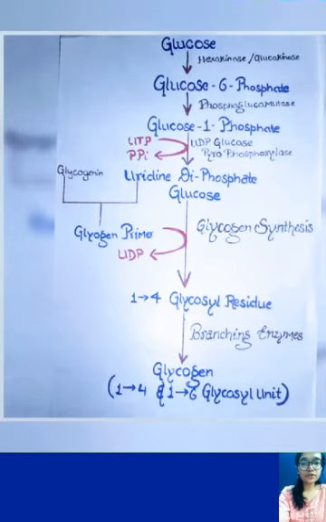In the third step, this glucose 1-phosphate will add on with uridine triphosphate to form uridine diphosphate glucose in the presence of enzyme UTP glucose pyrophosphorylase. And this is the second step of initiation in the glycogenesis pathway.